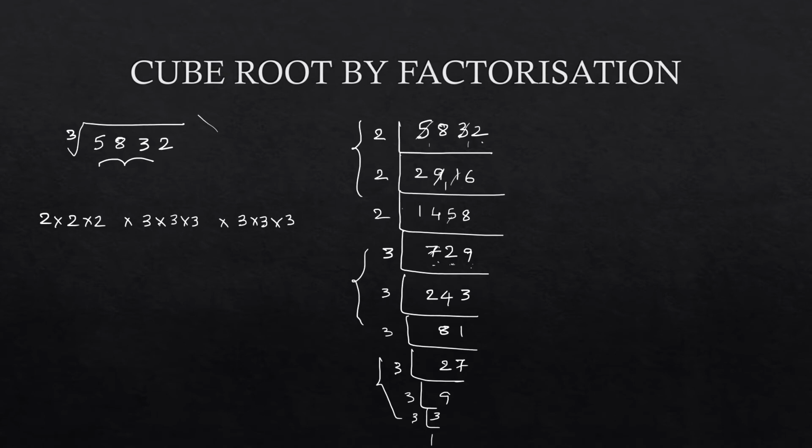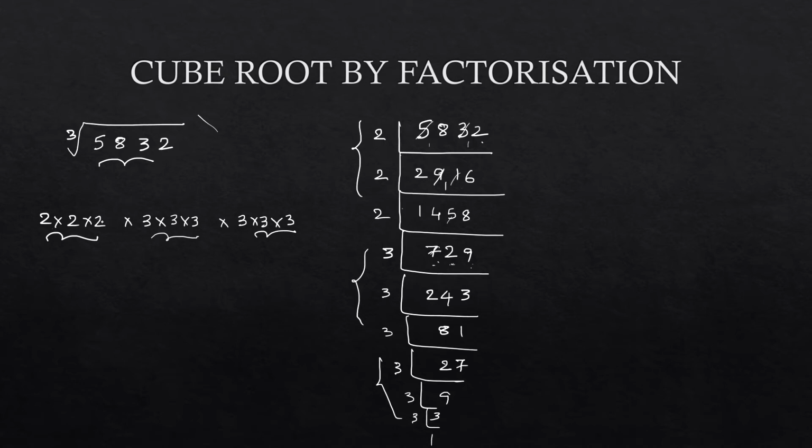That means for finding the cube root we have to consider 3 numbers as a set. See here, 3 2s, 3 3s, 3 3s. From these 3 2s our answer will be only one 2. Earlier for square root we took 1 number from 2 numbers. For cube root we have to take 1 number from 3 numbers. Okay, I'll tell you why.